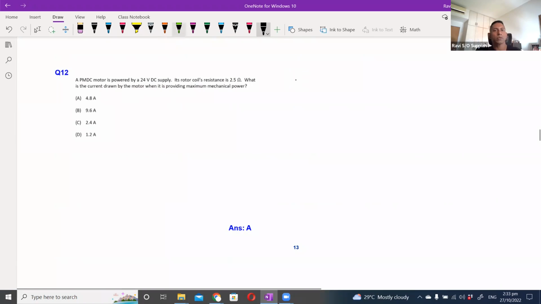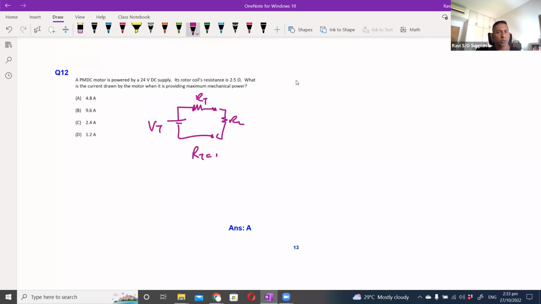Question 12 is about what is the current drawn when you're providing maximum power. If you look back at our Thevenin's theorem, when we reduce a circuit to a Thevenin's equivalent, maximum power is when RT equals RL, which means that the voltage across RT will equal the voltage across RL, because it's divided by 2.